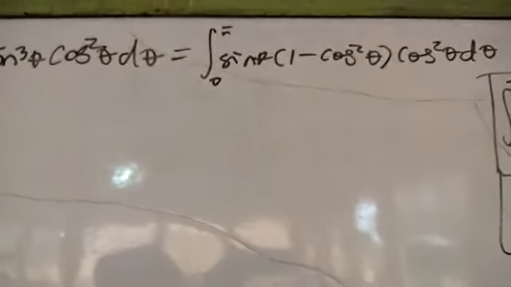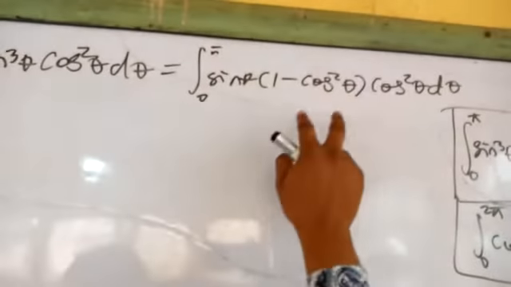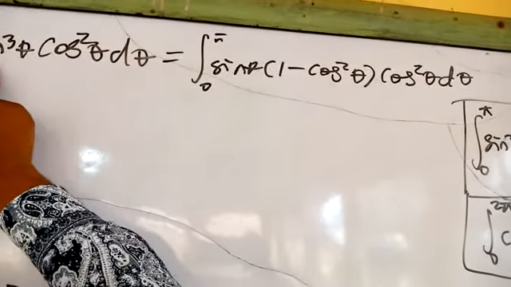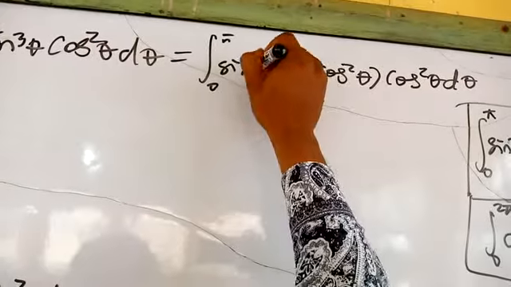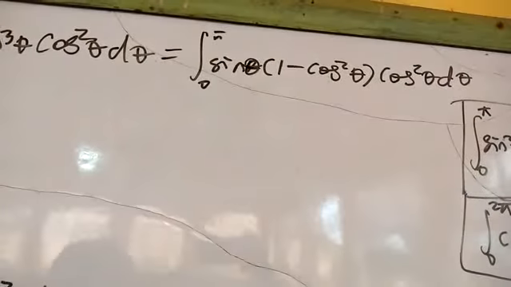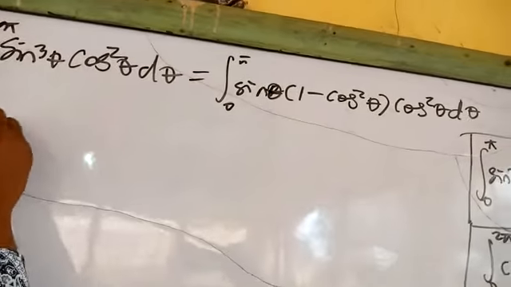Looking at this, what I did was to split this into sine theta, sine squared theta. Then the sine squared theta I changed to 1 minus cos squared theta. And of course, I still have my cos squared theta over there. Then this gives me, for instance, 0.